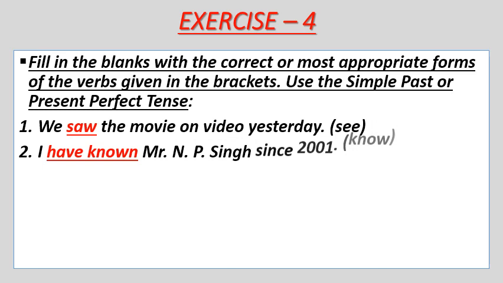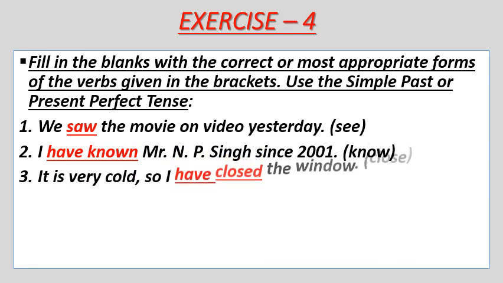Number 2. I have known Mr. N.P. Singh since 2001. Answer is have known. The form of the verb have known refers to present perfect tense and it is used to express situations that started in the past and are still true.